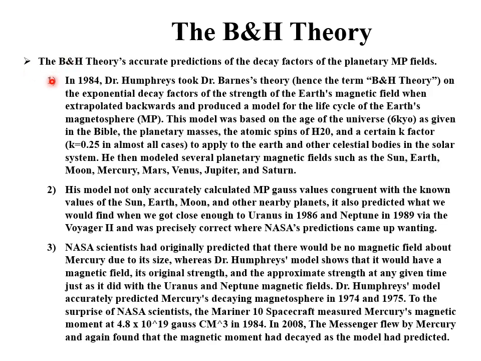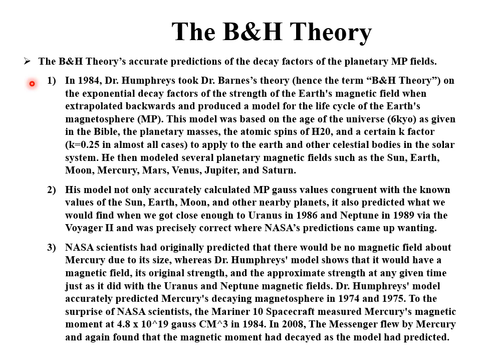The B&H theory's accurate predictions of the decay factors of planetary magnetospheres continue. In 1984, Humphreys took Dr. Brown's theory, hence the term B&H theory, on the exponential decay factors of the strength of the Earth's magnetic field, and when extrapolated backwards produced a model for the life cycle of the Earth's magnetosphere. That's what we just looked at. This model was based on the age of the universe, 6,000 years old, as given in the Bible, the planetary masses, and the atomic spins of H2O in particular. We got that from the Bible.